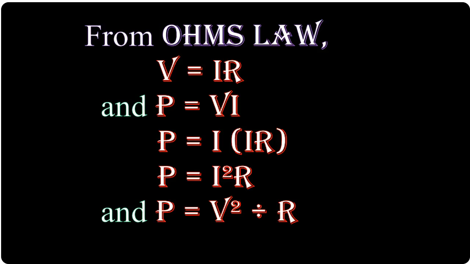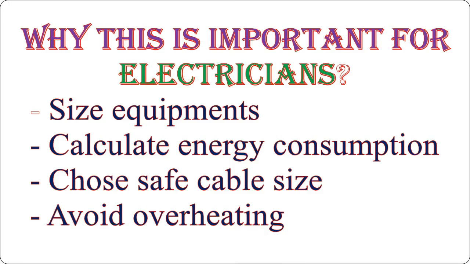From Ohm's law, which is V equals I times R, we can also express power as P equals I squared times R, which is power from current and resistance. The second one is P equals V squared divided by R, which is power from voltage and resistance. Why does this equation matter?